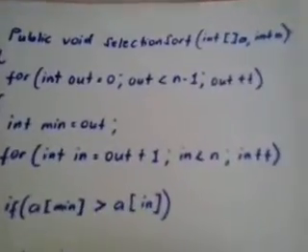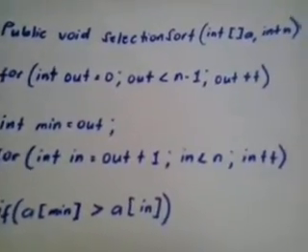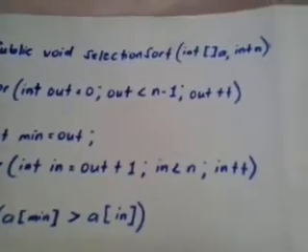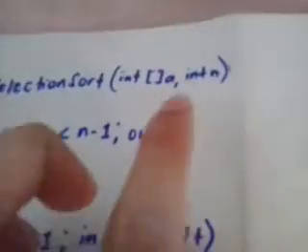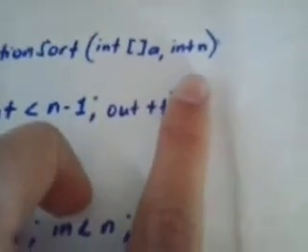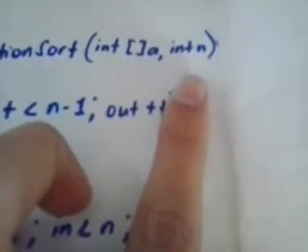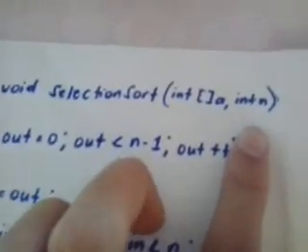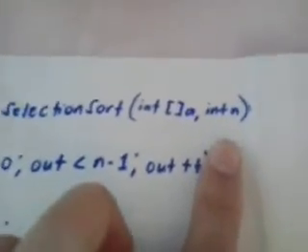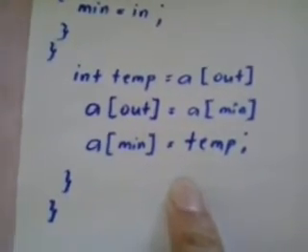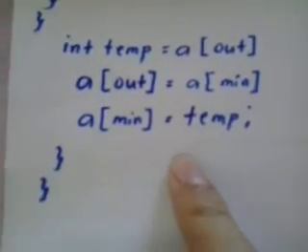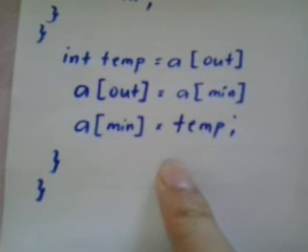Now here is the code. Public void selectionSort(int a[], int n). We initialize n, which is equal to the size of the array, which is 5. And in this code, the program does the swapping of elements. Selection sort.